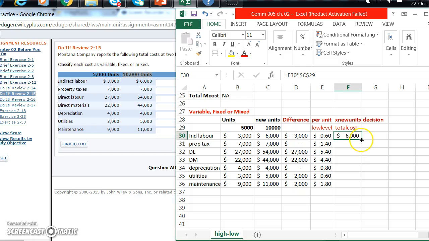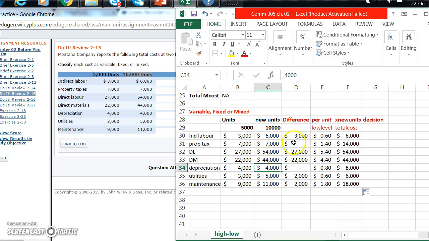Then we get 6,000 for the first value, for the first cost, which is direct labor, and then we scroll down to get all the total costs using the high level of production. What do we see? The decision would be, if the difference is zero, then the cost is fixed, which means that by increasing the level of production, we didn't increase the cost.